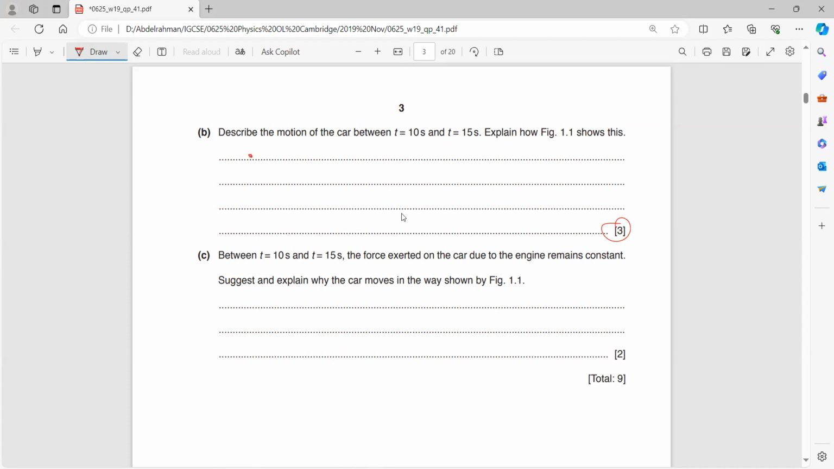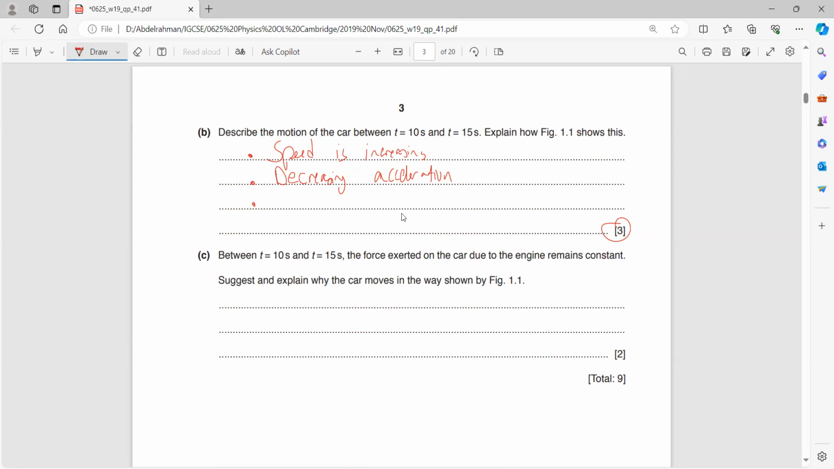أول point is that the speed is increasing. So I can't just say that the car is accelerating وخلاص. لا, I must specify that the speed is increasing. طيب تاني point, what is the type of acceleration? The speed is increasing but at a decreasing rate. صح. يبقى decreasing acceleration.